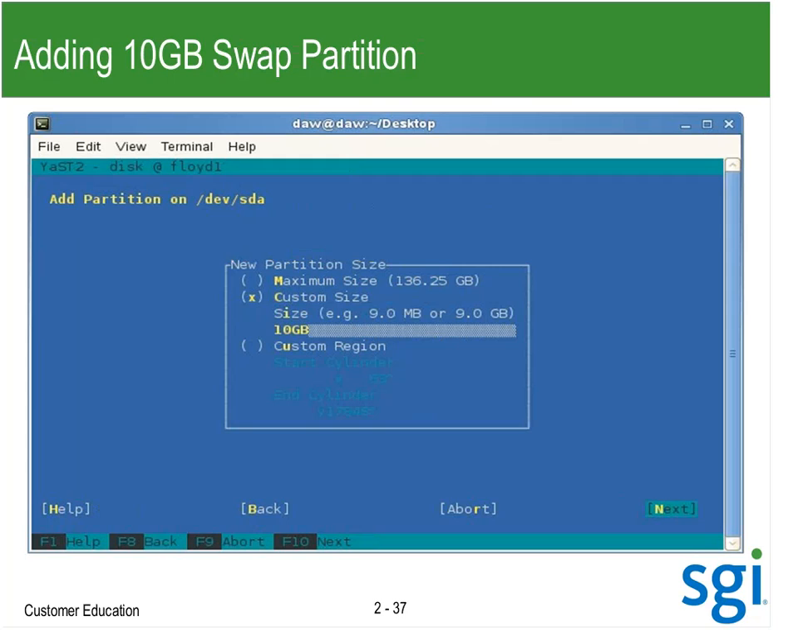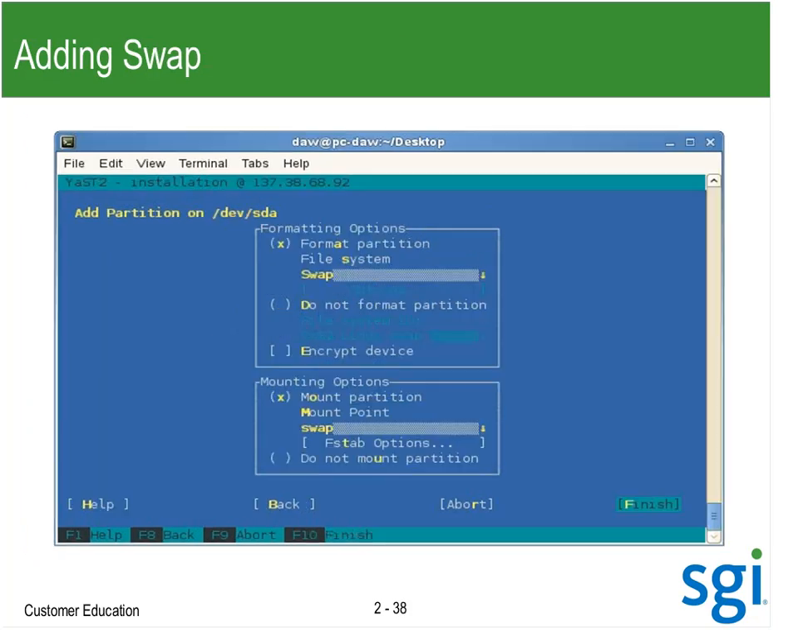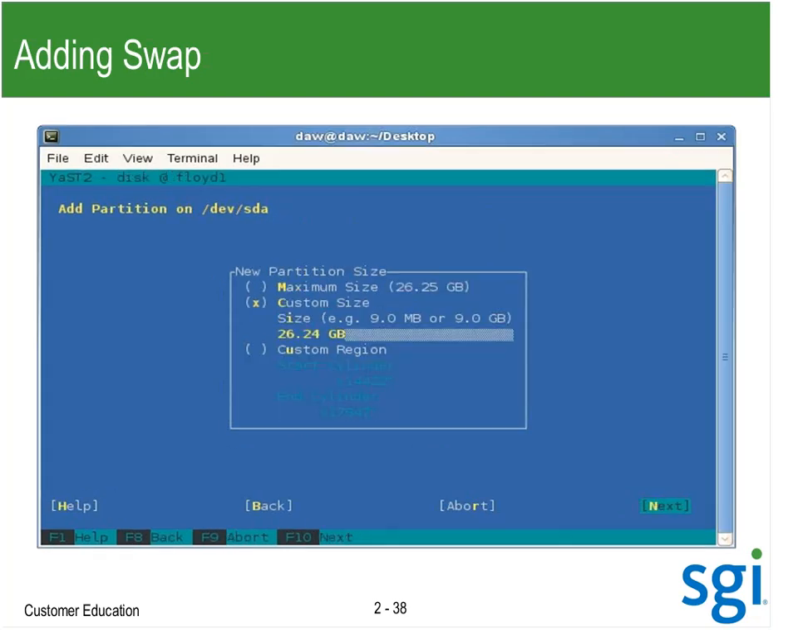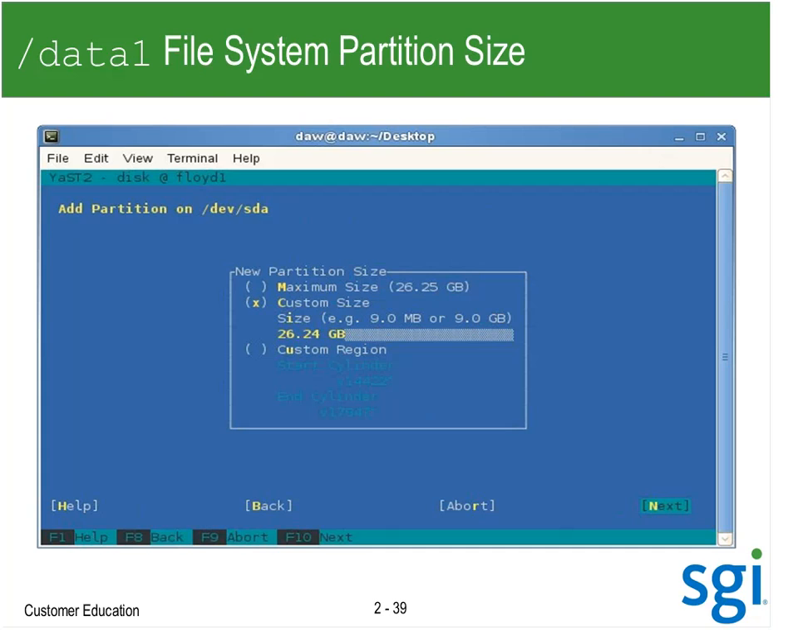So here's my swap device next, 10 gig. Set it up, formatted it as swap, and mounted it as swap. And then the last space, I'm trying to do this the way manufacturing ships. Manufacturing ships with another partition called Data 1, and I just took whatever disk space was left over. Now, I got to warn you about something.